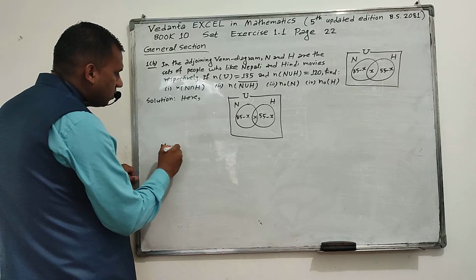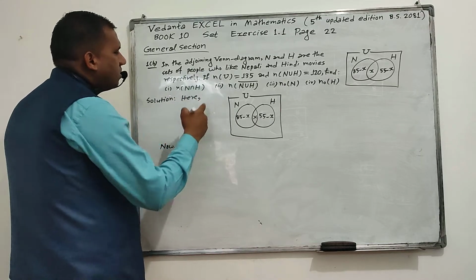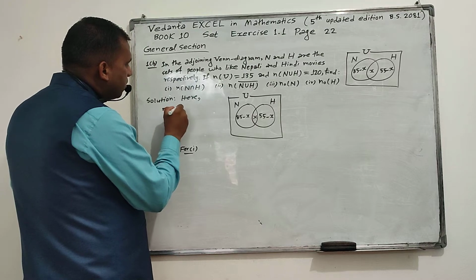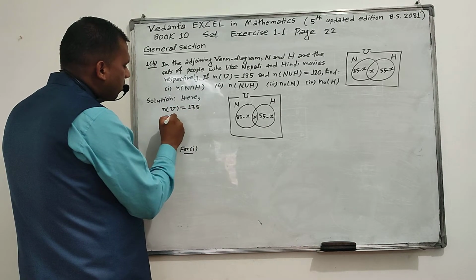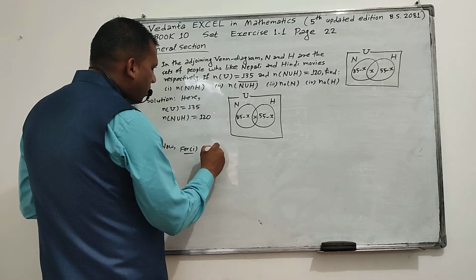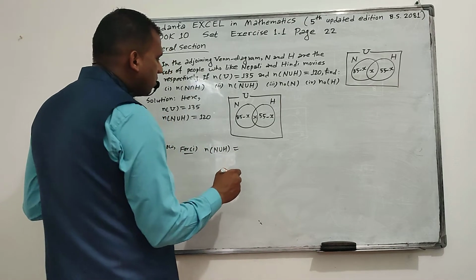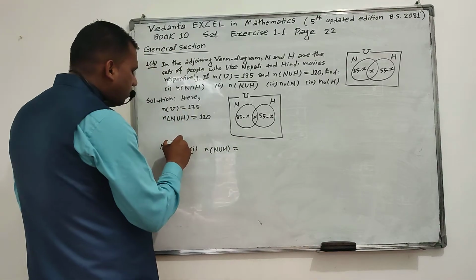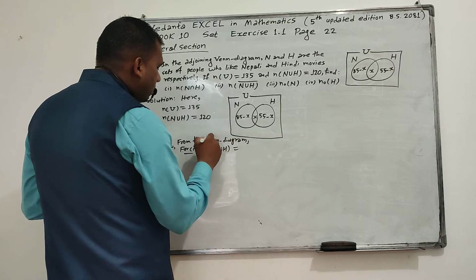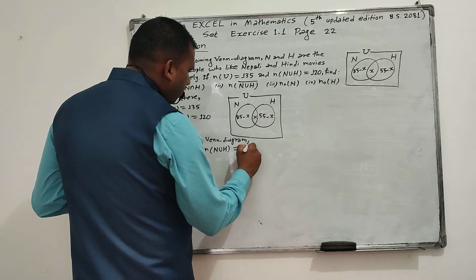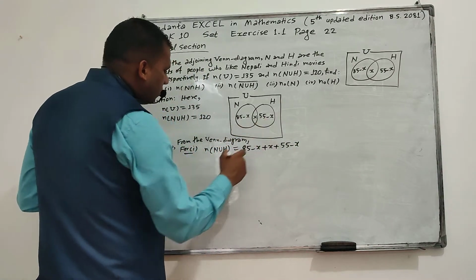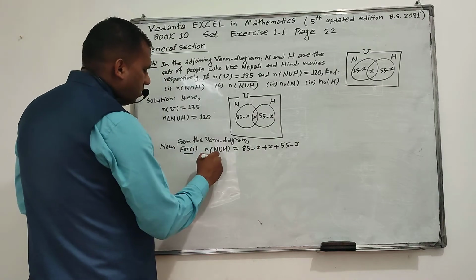Now, for 1, number of N intersection S. To find this, here number of U is 135, number of N union S is 120. For 1, using Venn diagram, from the Venn diagram, number of N union S equals to 85 minus X plus 55 minus X. This and that. Or N union S, that is given as 120.